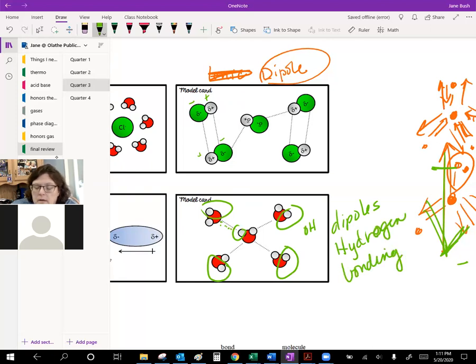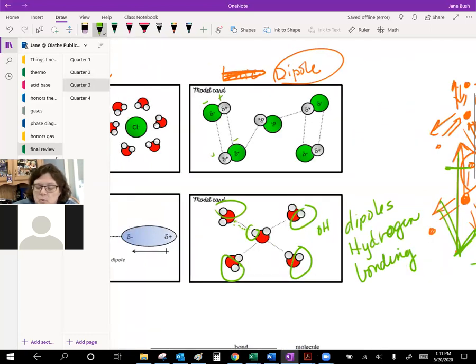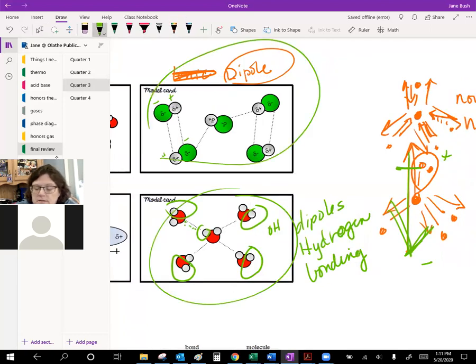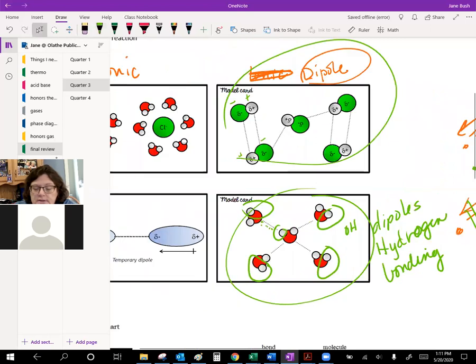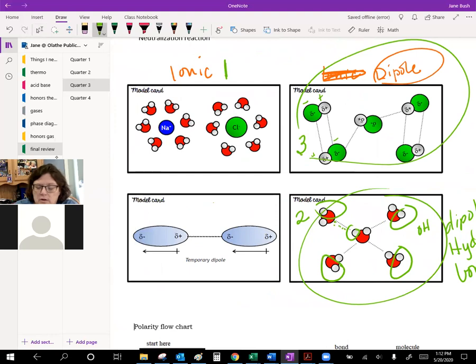Okay. So the most extreme, these guys are more extreme than these guys. This would be the very most attractiveness because they're ions. Then you would have this one, then you would have this one. The last one, you still have a dipole, but the dipole is only momentary.